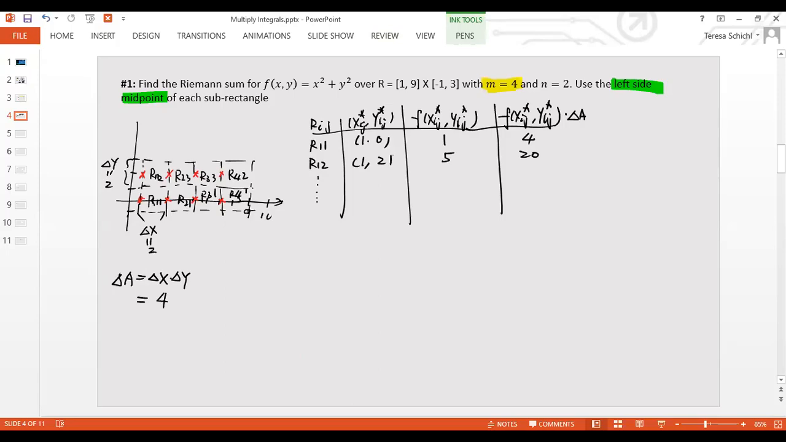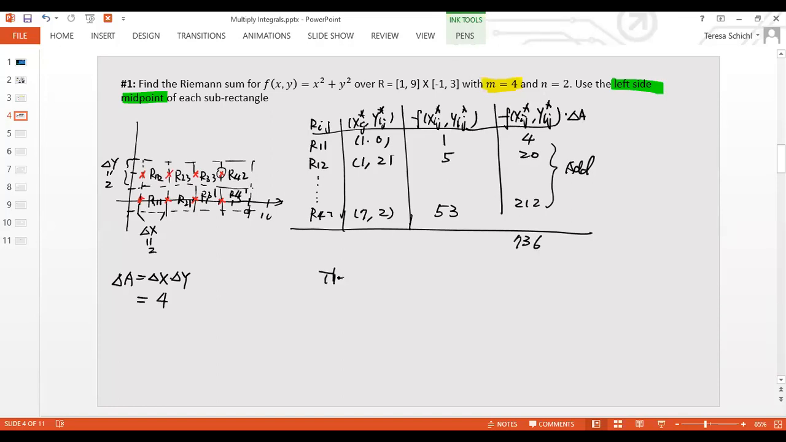So let's do that. Okay, so let's take a look at the last ones here. This is R42. R42 is this point, right? So what is this? That's 7. Okay, 7 and the 2's here. Then you substitute into the function. 7 squared is 49, so it's 53. And the 53 times 4 will give you 212. Okay, and now finally, you just add all these things together. So if you add, this is 736.